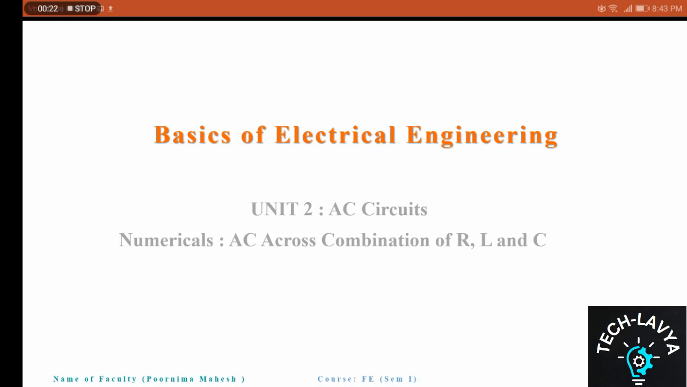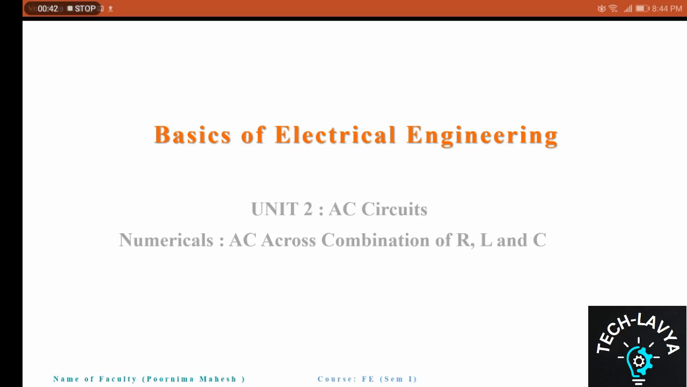Now we have studied what happens when AC is applied across RLC, series combination of RL, LC, RC and RLC together. So today what we are going to do is we are going to see the numericals. What kind of numericals are asked in examination?